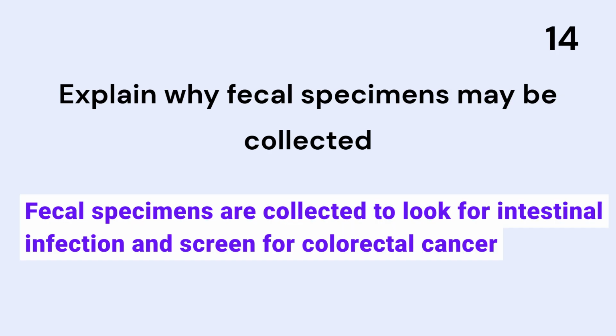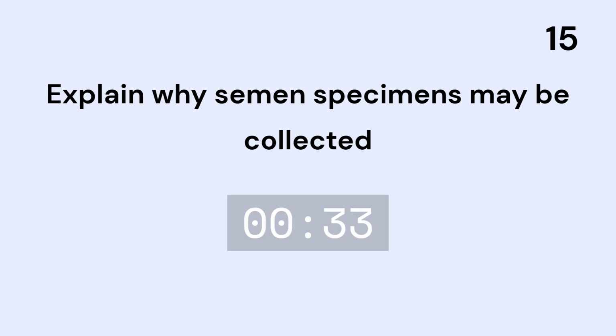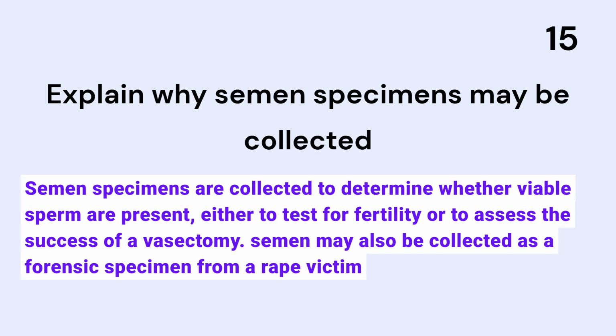Explain why fecal specimens may be collected. Fecal specimens are collected to look for intestinal infection and screen for colorectal cancer. Explain why semen specimens may be collected. Semen specimens are collected to determine whether viable sperm are present, either to test for fertility or to assess the success of a vasectomy. Semen may also be collected as a forensic specimen from a rape victim.